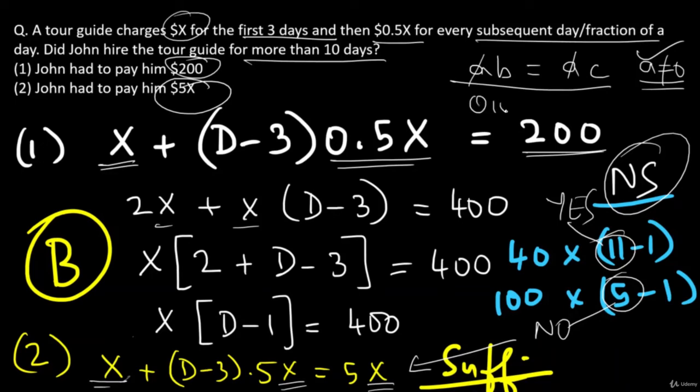So 0 into 1000 is equal to 0 into 10. So I can't cancel the zeros and say 1000 is equal to 10. So you can do this only when you know that A is not equal to 0. In this case, it's definitely not 0, right? Because he has to pay him some amount. So that's why we can cancel it out on both sides and we can find the value of D. Alright, so statement 2 alone is sufficient, and the correct answer is option B.